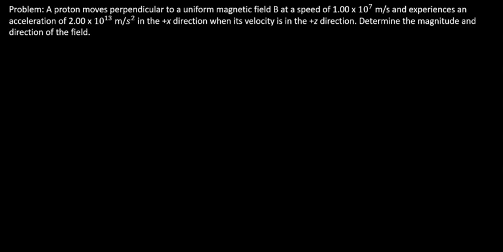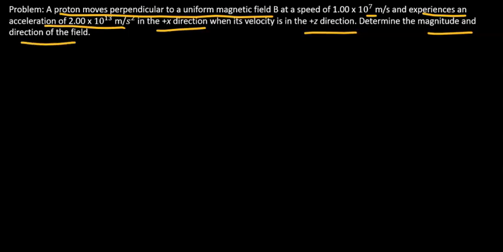Problem 1. A proton moves perpendicular to a uniform magnetic field at a speed of 1 times 10 to the power 7 meter per second, and it experiences an acceleration of 2 times 10 to the power 13 meter per second squared in the plus x direction when its velocity is in the plus z direction. Determine the magnitude and the direction of the magnetic field.